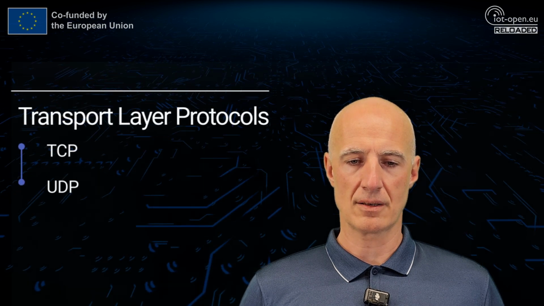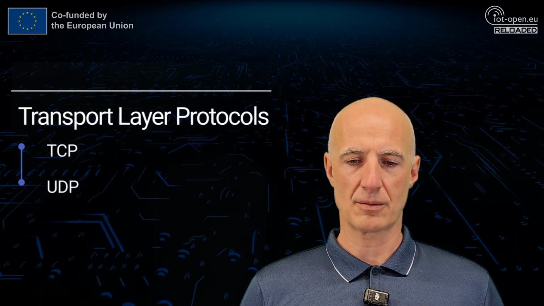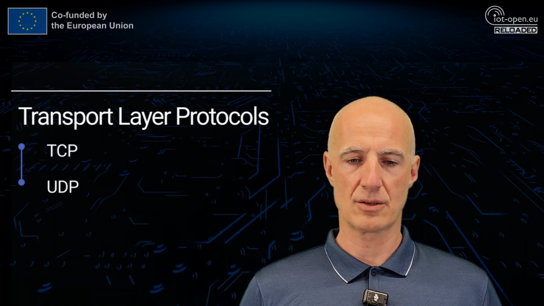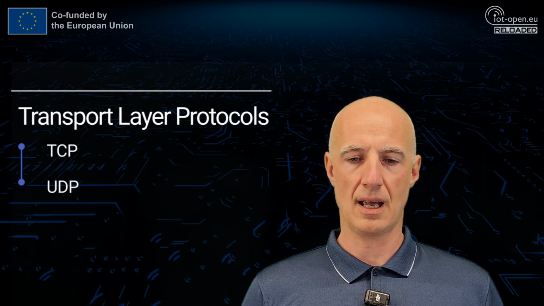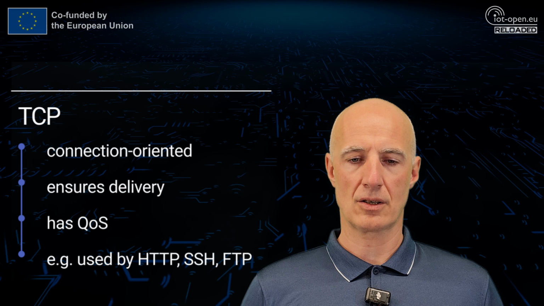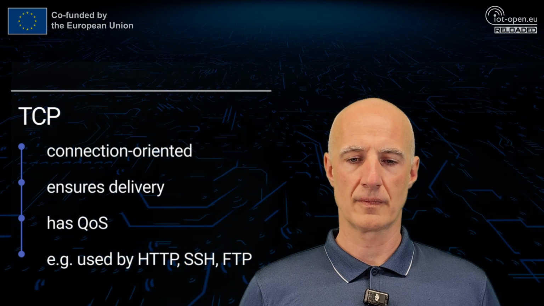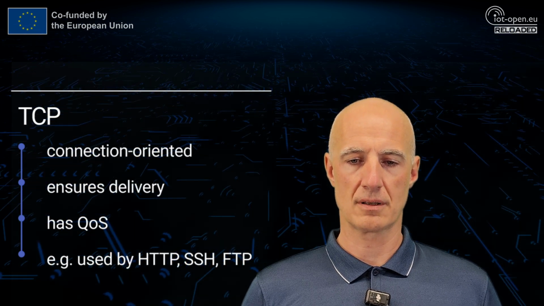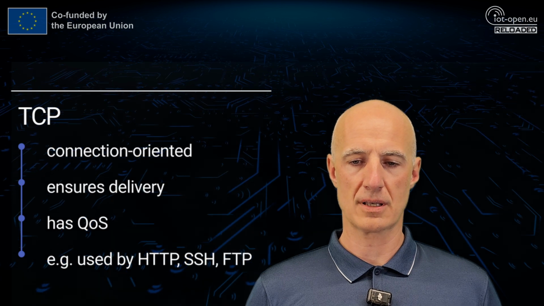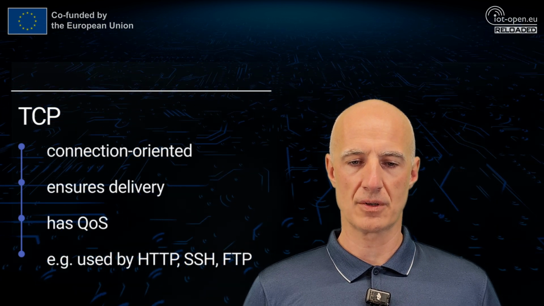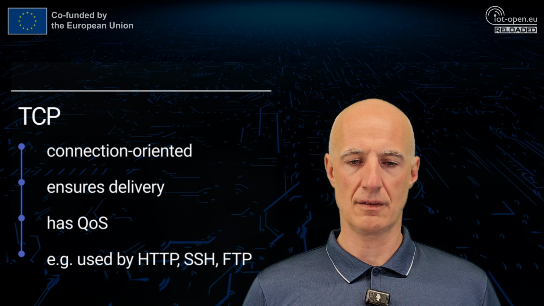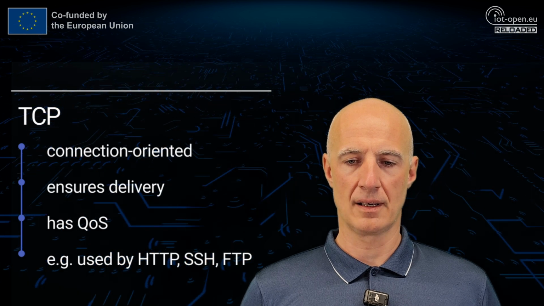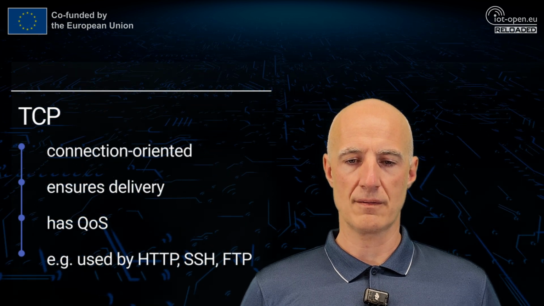In the case of the Internet and some Internet of Things network stacks, the transport layer has two major protocols, TCP and UDP. TCP is the connection-oriented mode. The connection between endpoints is kept open for the whole transmission time, and it is possible to detect connection breaks and interferences. TCP ensures delivery over the network.